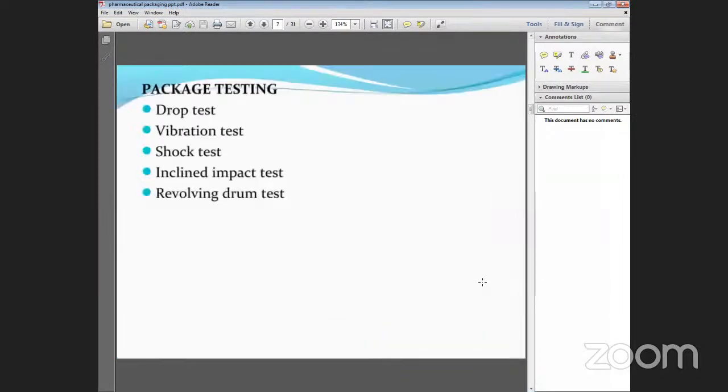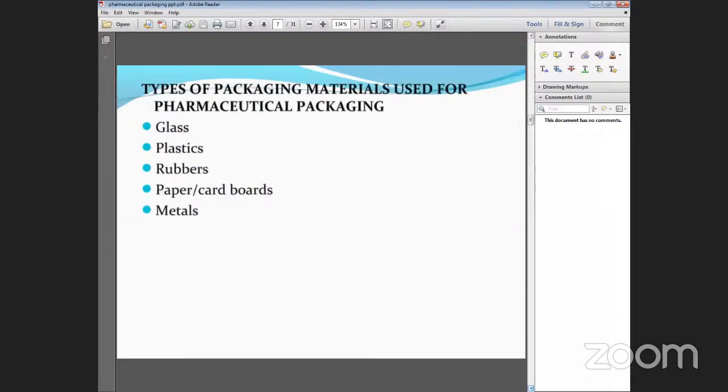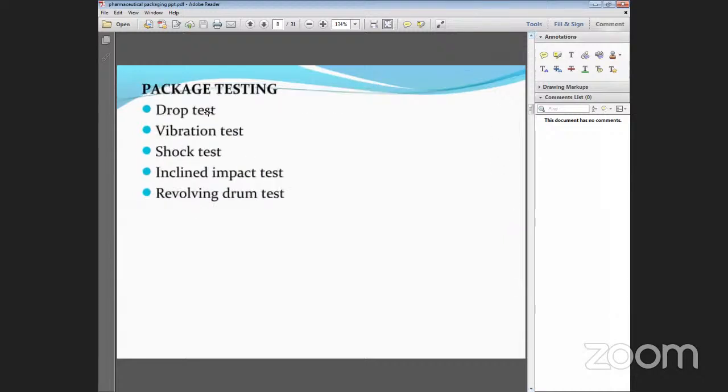Now for packaging testing, we all know, first we have to know the drop test, vibration test, shock test, inclined impact test, revolving drum test. These are the tests for packaging. Here you just have to remember the names only.